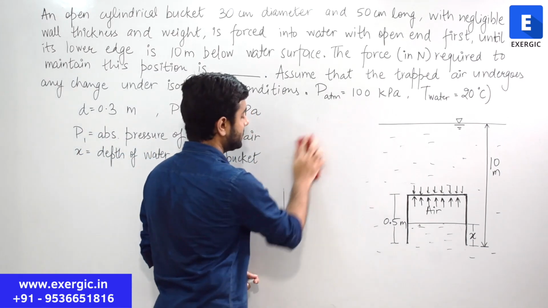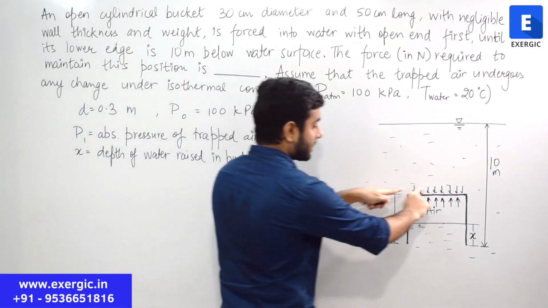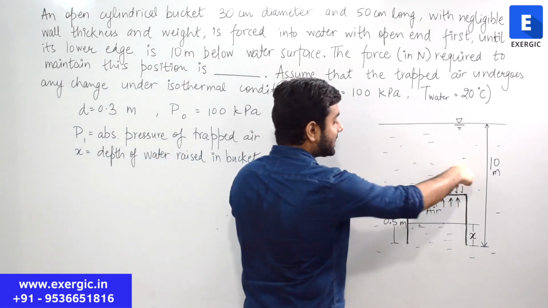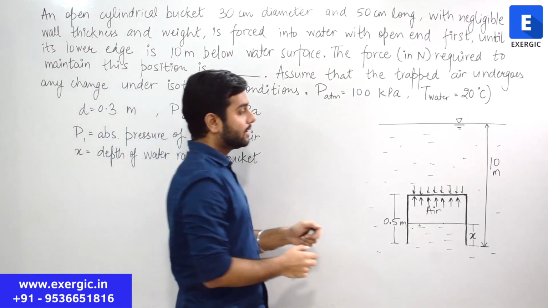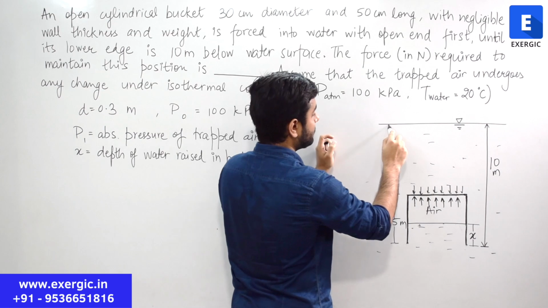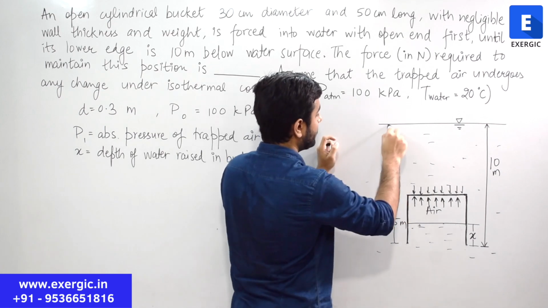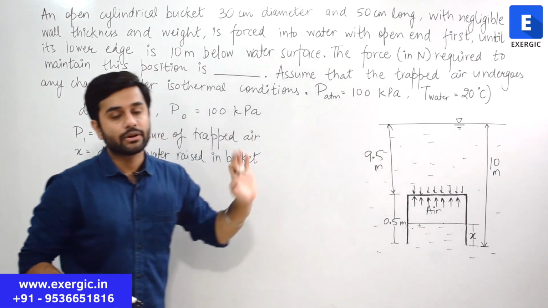What do we need to solve this question? How to proceed in this question? This pressure which is acting by the fluid on the surface, you can find it out very easily. Why? This depth is 10. This is 0.5. So this depth effectively is how much? 9.5 meter. Right? Very easily you can find out that pressure.